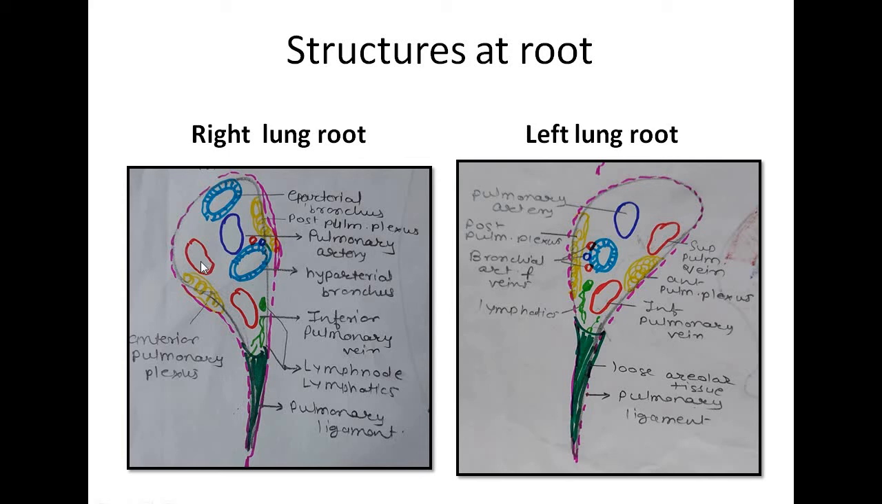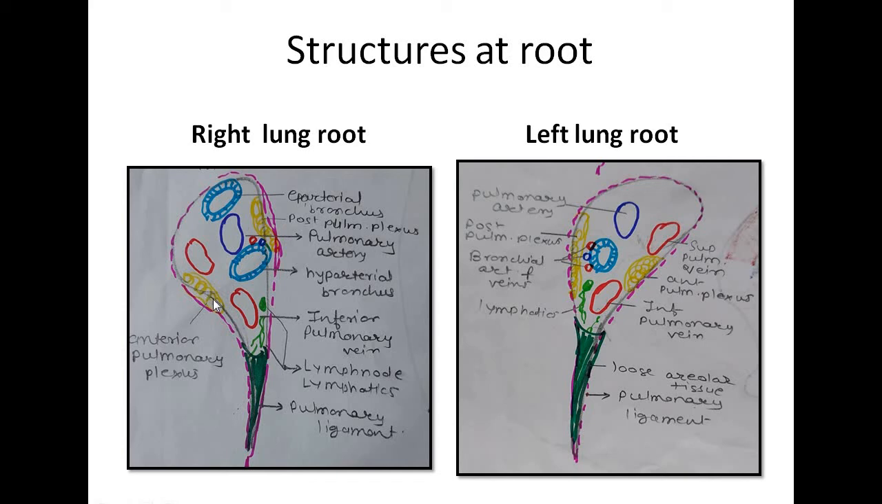Now here are the structures at the root of lung. Here you can see this is the superior pulmonary vein, this is the inferior pulmonary vein. On the right side, one is the eparterial bronchus, one is the hyparterial bronchus, and this is the pulmonary artery. Here the small vessels you can see are the bronchial vessels.